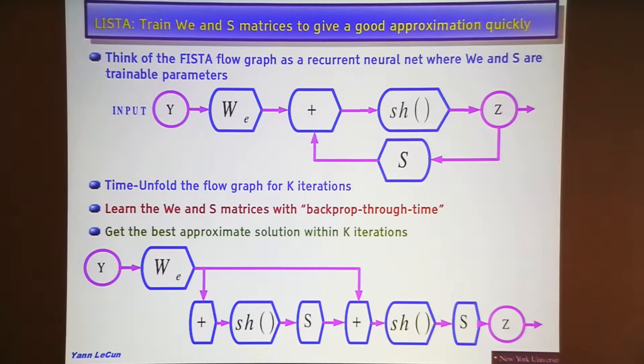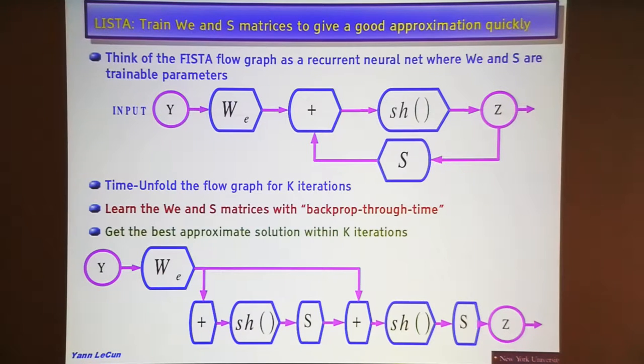What we're going to do is essentially unfold this in time, as if we were running two iterations of this. The first thing we do is compute y and multiply it by WE. We start with z equals 0, so this here is equal to 0. We shrink, then multiply by S, and add the result to whatever we computed before. If you unfold this, you take y, multiply by WE, shrink, multiply by S, add the product you previously computed, shrink again, multiply by S again, and you get z after two iterations of ISTA. Now what you have is a feedforward two-layer neural net, and we know how to train that with backprop.